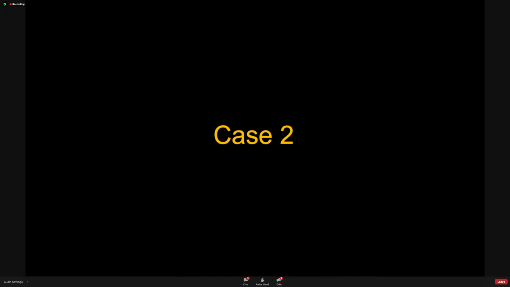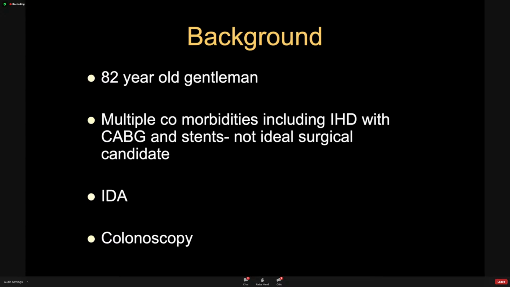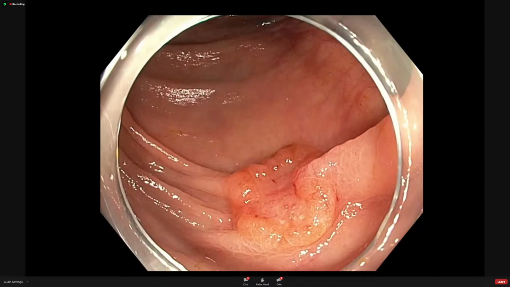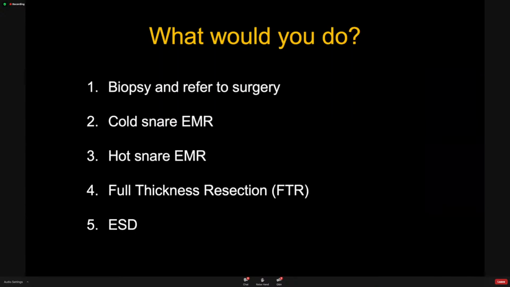So we have done hot snare, we have done cold snare, we have done underwater EMR, and we have done hybrid ESD. So I'll put in this case of an 82-year-old man with multiple comorbidities, ischemic heart disease, has had CABG or bypass surgery performed, multiple stents more recently, and is not an ideal surgical candidate. He has iron deficiency anemia and had a colonoscopy, and this was what was found. So this is in the ascending colon. What would you do? Would you biopsy or refer to surgery? Again, would you do a cold snare EMR, hot snare EMR, a full thickness resection, or an ESD? Please vote about the question, what would you do?